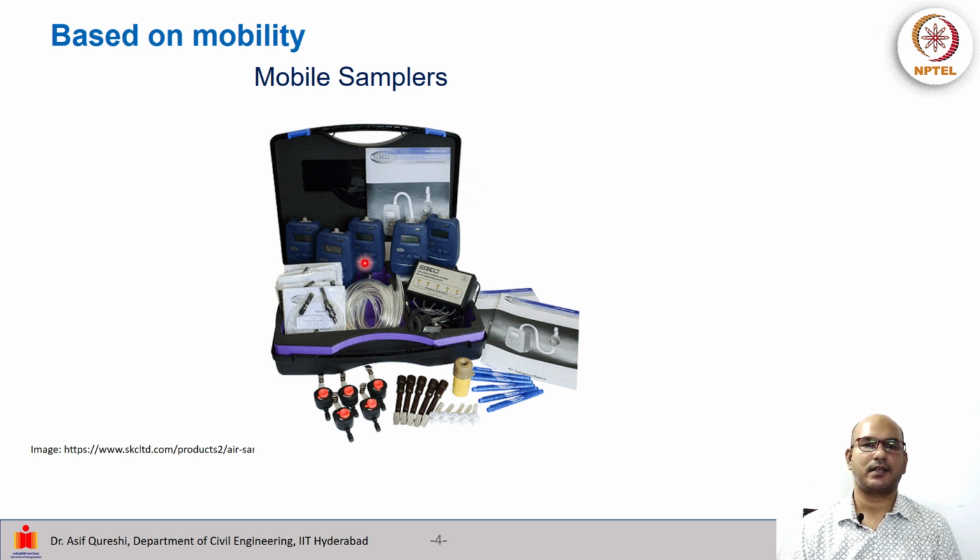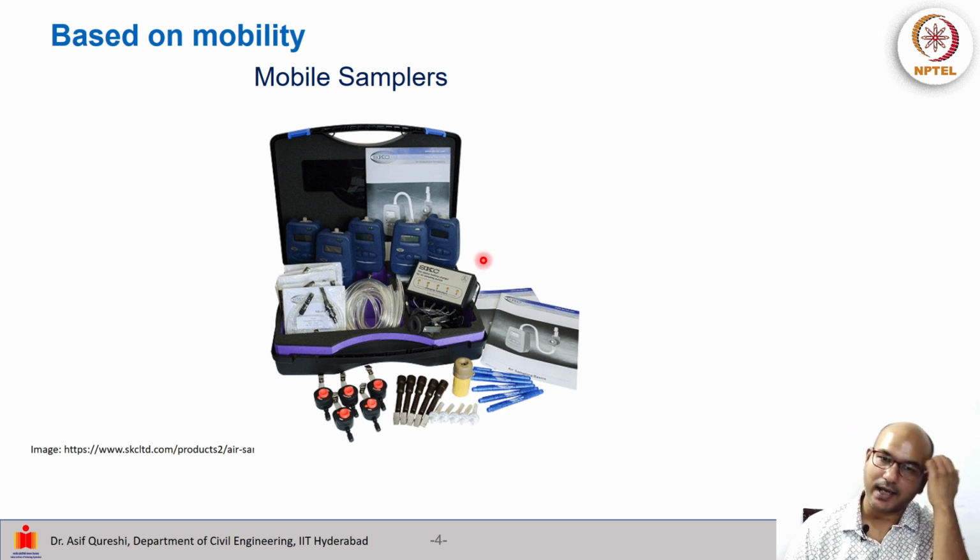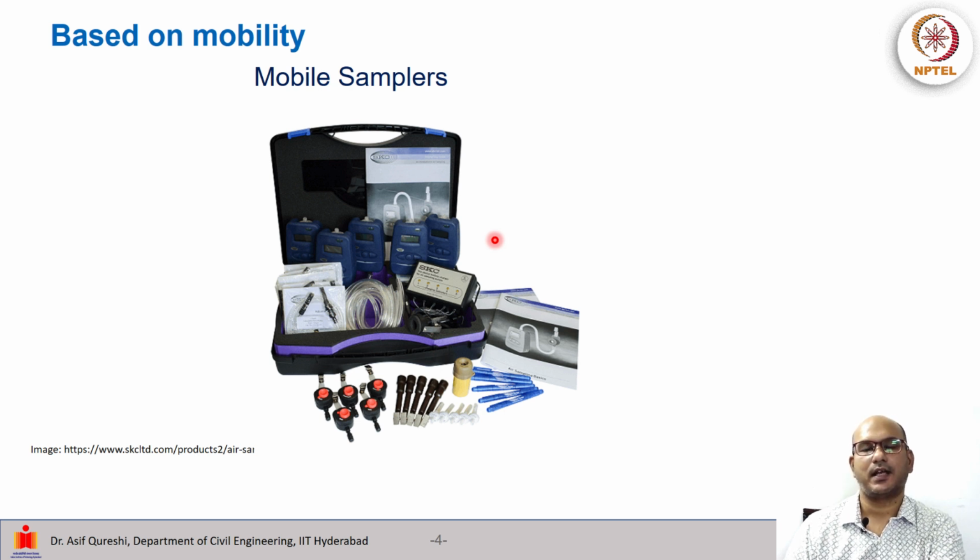So the idea is that one would be able to take some handheld sampling device and take it to the field, take the sample, then seal the sample and bring it for analysis, or take the sample in a form or adsorb the sample somewhere and then take that media where the sample has been absorbed or adsorbed to the lab and then do further extraction or analysis. So these are sort of mobile samplers.